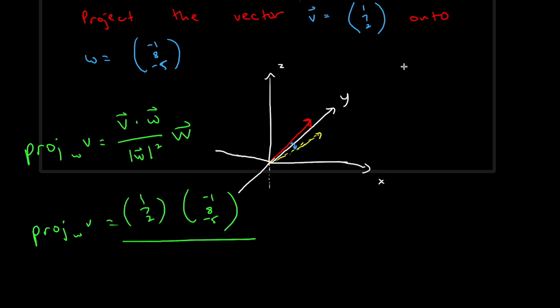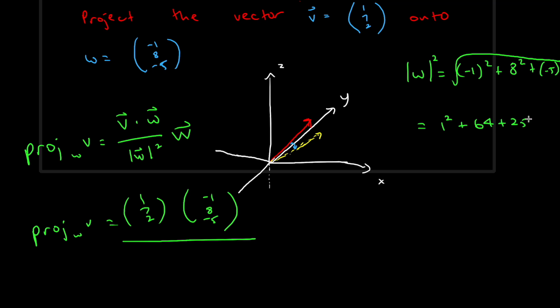We can use Pythagorean theorem again. W squared is equal to negative 1 squared plus 8 squared plus negative 5 squared. Square root of all this, and then square all of it, because magnitude of w squared is equal to 1 squared plus 64 plus 25, which is just 26 plus 64, which is 90. So this is all over 90, times our vector w, which is negative 1, 8, negative 5.